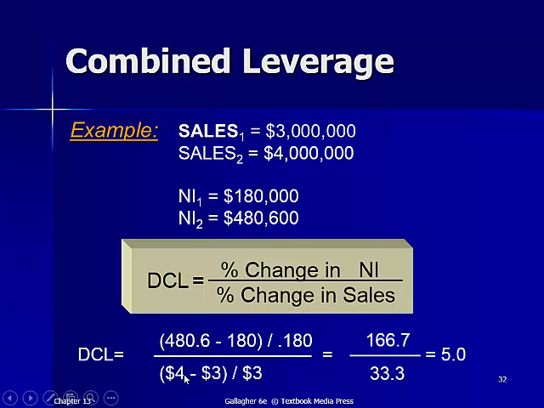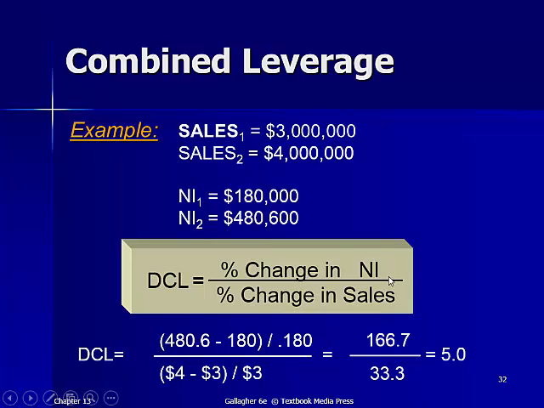Divided by 4 million minus 3 million over 3 million, which is 33.33%, and 166.7% over 33.33% is equal to 5. So the percent change in your net income is 5 times the percent change in your sales.